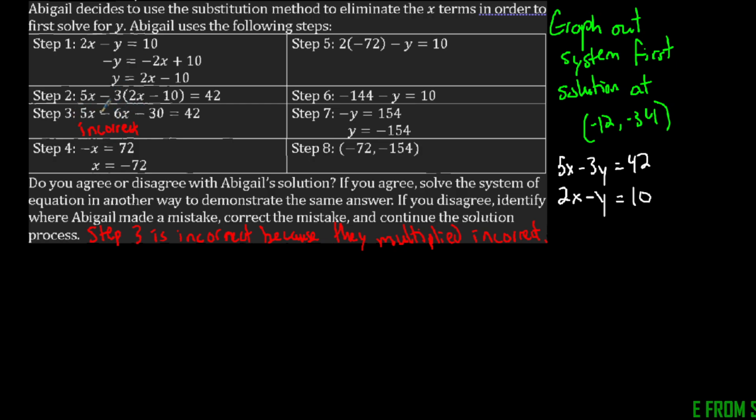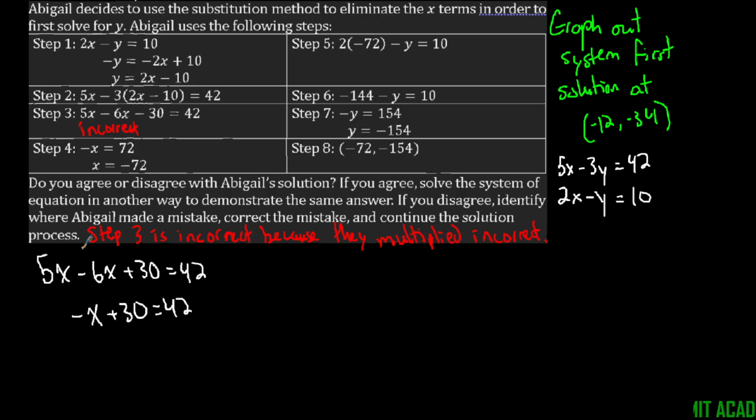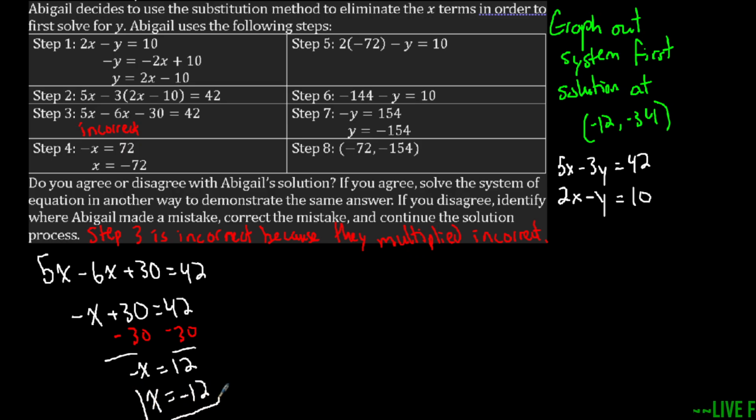I'm going to take it from this step 3 right here. It's going to be 5x minus 6x, and it should be, like I said, plus 30, and then equals 42. The rest of it we can solve for ourselves. Combining like terms, it's going to be negative x plus 30 equals 42. Then let's subtract 30 from both sides. And again, we already know what our solution should be, so we're working towards it. This is going to be negative x equals 12. Positive x is equal to negative 12. And that gives us one of our answers.